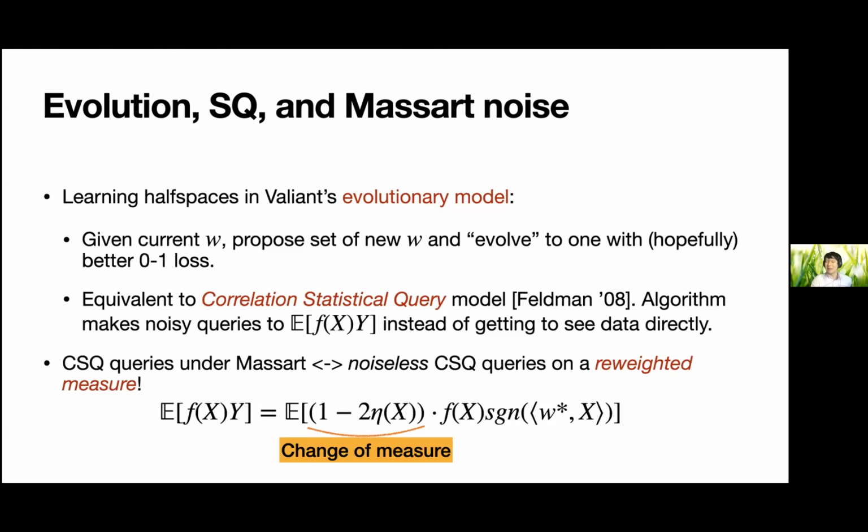And it's actually the same as computing the same query under a slightly different distribution on x. So you can think of this parenthesized term, 1 minus 2 eta of x, as a change of measure. You made this query under the original distribution, and I'm going to tell you the output of the CSQ query under a slightly different distribution, but now there's no noise on y. And that's why we have the sign of w star dot x in there.